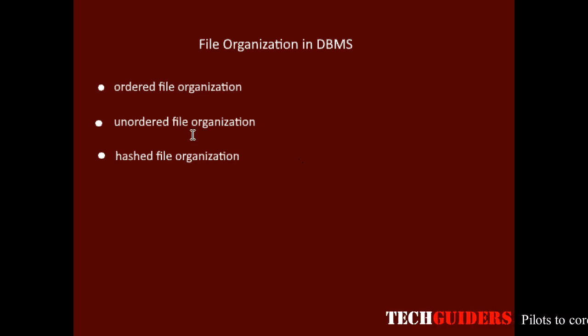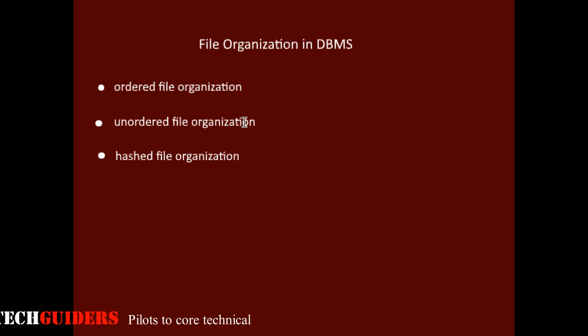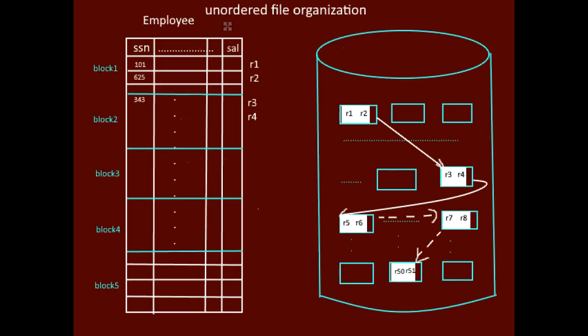In the unordered file organization, the records are kept unordered or unsorted on the physical storage. It means they are not sorted based on any attribute of the file. One way of implementation is to insert every new record at the end of the file on the physical storage, so that the records appear on the physical storage in the same order in which they are inserted into the database file.